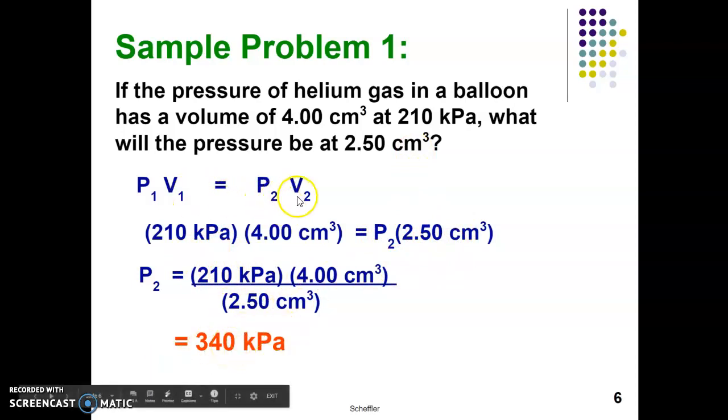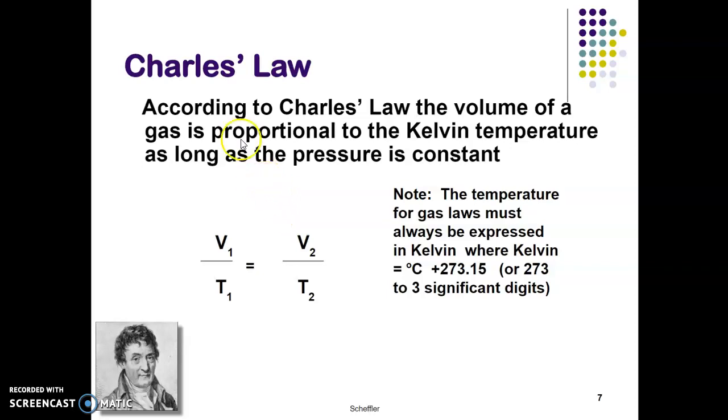These are very simple equations, usually just one move, one division, one multiplication, and that's all you really need. So, these are not too difficult. We should be able to do them fairly easily. So after Boyle's law is Charles' law.